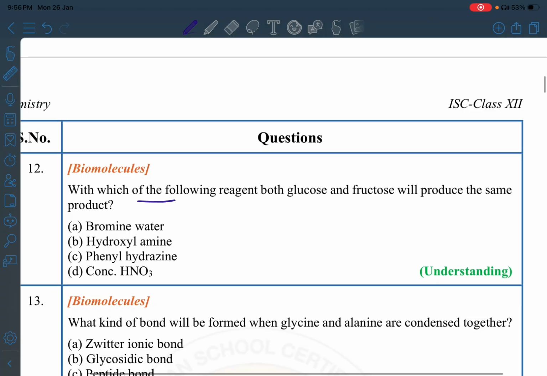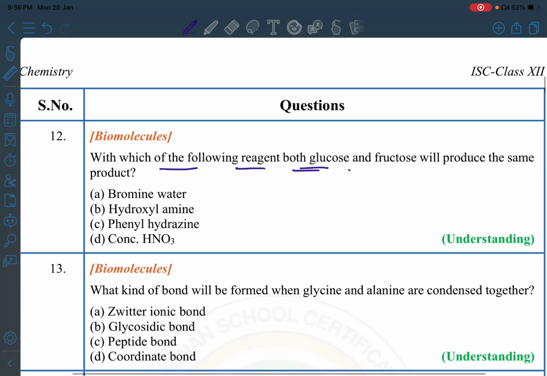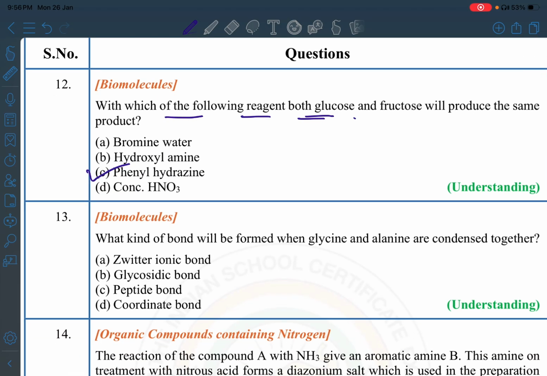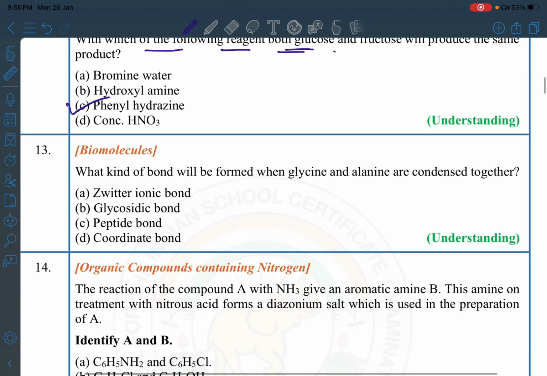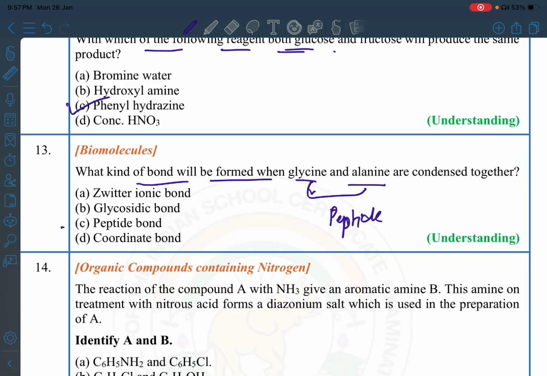So, this is incorrect. Okay. Now, which of the following reagents, when reacted with glucose and fructose, will produce the same product? Okay, so here phenylhydrazine is the reagent. This is an understanding question which we already did in biomolecules. What kind of bond forms with glycine? Glycine is an amino acid and alanine is also an amino acid, and two amino acids are bonded together by a peptide bond. So the answer will be peptide bond. And proteins are also called polypeptides because they have multiple peptide bonds.